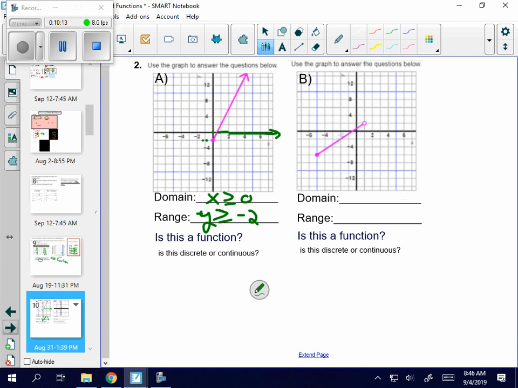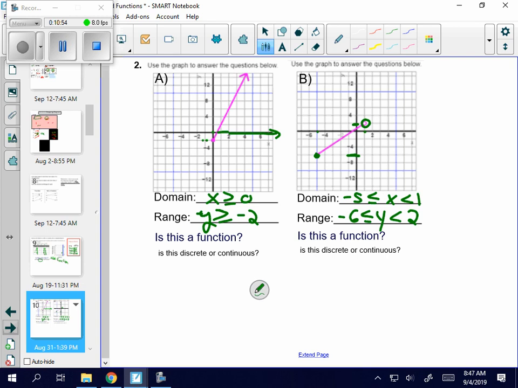For graph B, let's compare our domain and range. My domain starts at negative 5 and goes to 1. So I'm comparing it to negative 5 and 1. X is in between those values. It is equal to the negative 5 because my dot is filled in, but it's not equal to the 1 because my circle is open here. Now let's look at the y values. Y starts down here at, what value is that? Negative 6? And it includes the negative 6, and it goes as high as 2, but it doesn't include the 2.